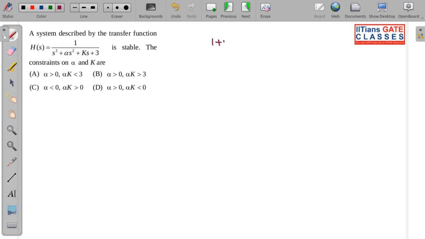Now don't do 1 plus hs equal to 0. Don't do it like this, because they are asking about the constraint of this system only. Okay. So for this, your characteristic equation is what? It is s cube plus alpha s square plus ks plus 3. So very quickly make your Routh table. So that will be s cube, s square, s to the power 1, s to the power 0.